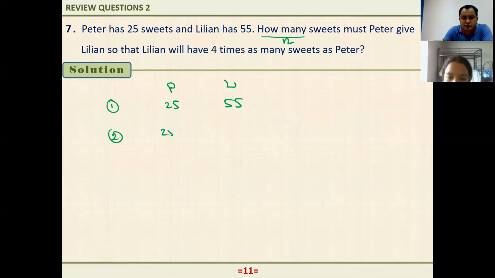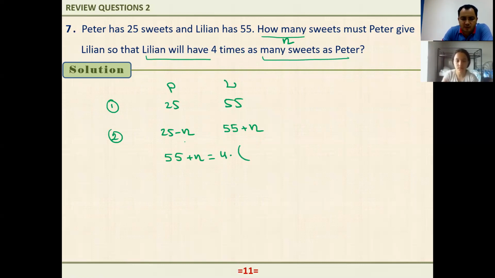So here, assume that Peter should give away n sweets to Lilian so that Lilian will have 4 times as many sweets as Peter. So if you give n sweets to Lilian, Lilian has 55 sweets, right? Now how many sweets will she have? It is 55 plus n because she received n sweets from Peter, right? But now it's saying that Lilian will have 4 times as many sweets as Peter. So this 55 plus n will have 4 times as many sweets as Peter. So Peter has how many? 25 minus n. 25 minus n.